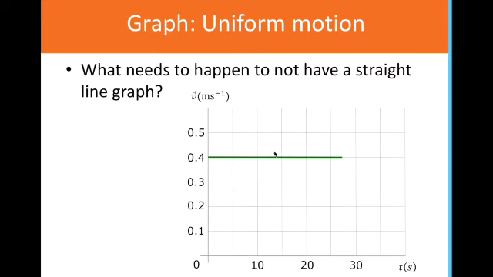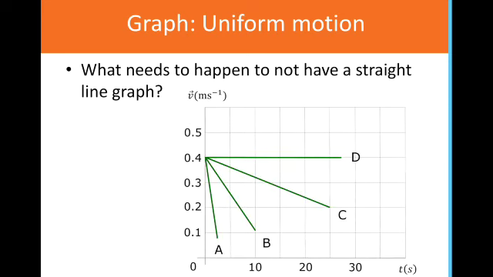Now, what do we need to happen for this to not be a straight line graph? Because we can draw all sorts of straight line graphs, but now we're looking at velocity versus time. So what distinguishes A, B, and C? Go think about that. Go work it out. See if you can draw the position versus time graphs of all 4 of these and see what they look like. Would they still be a straight line like for uniform motion?